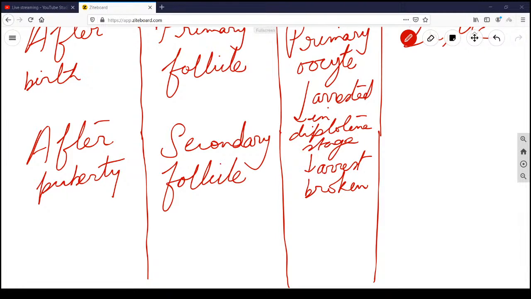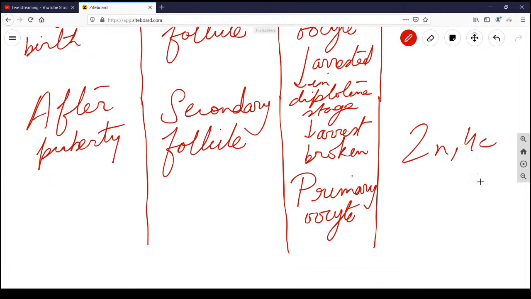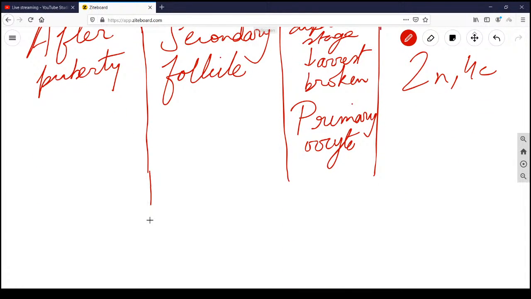Then you would complete your divisions and become a fully mature primary oocyte. Here again you will be 2n4c. Quadruple DNA, double chromosome. Then next, after puberty only, there is no further event. Now the secondary follicle would become a tertiary follicle.